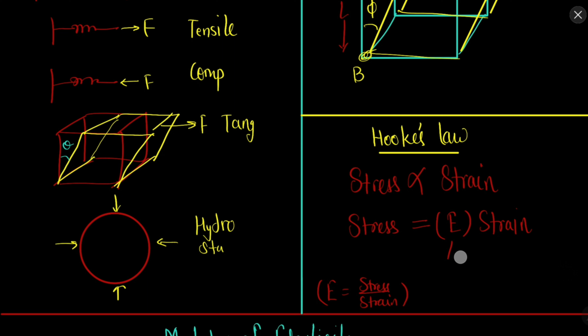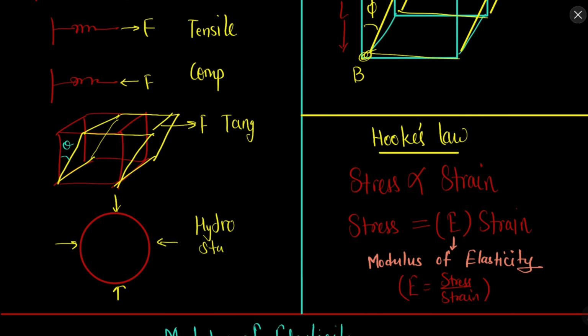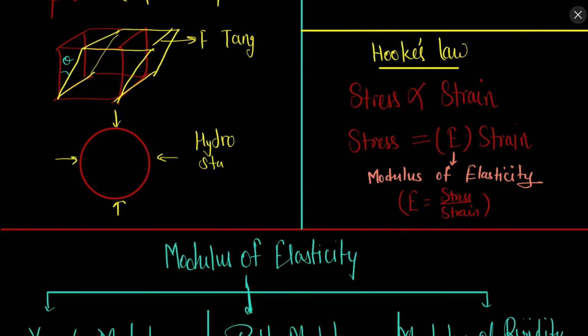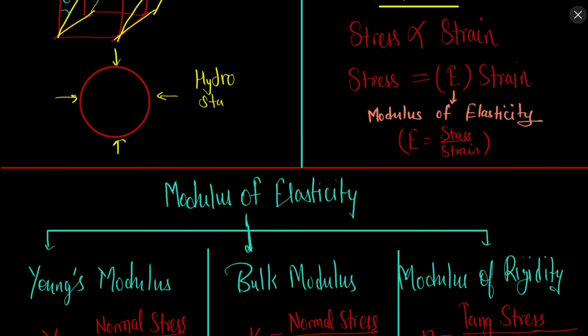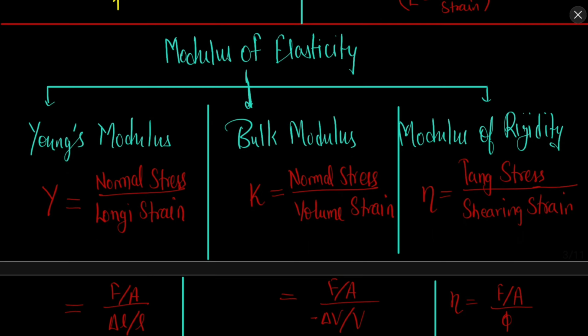Modulus of elasticity is a constant which tells us how easily the shape of the solid will be changed, or how difficult it will be. Now this formula, stress equal to modulus of elasticity into strain, is called Hooke's law. Whatever materials follow Hooke's law are considered to be elastic materials. So Hooke's law is stress is proportional to strain. It was given by Robert Hooke.